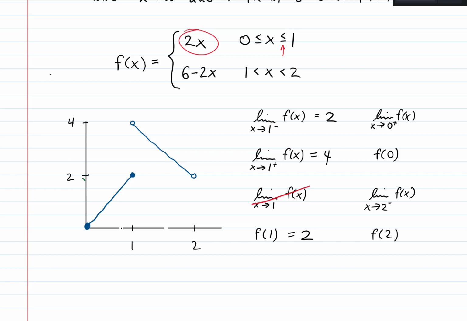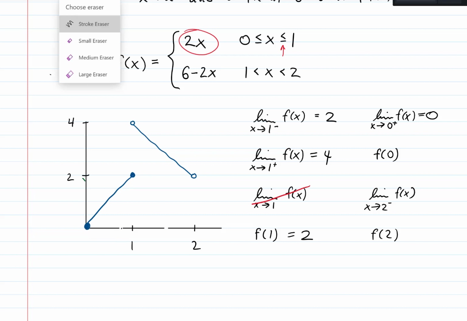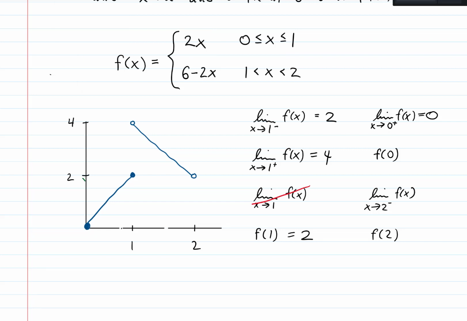All right, now we're asked to find the right-hand limit as x approaches 0. So x is approaching 0 from the right. The function will be coming down here, and it is approaching the value 0. Okay, next we want to do f of 0. So again, when x equals 0, we should use this formula. 2 times 0 equals 0. Also, you can see that right there.